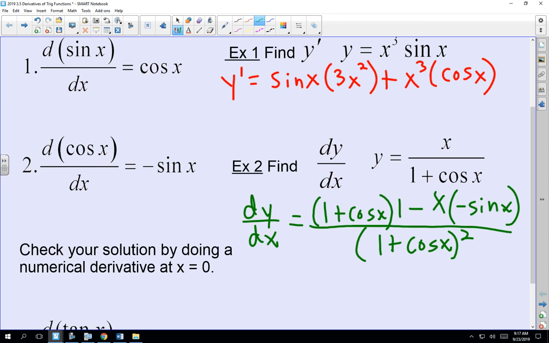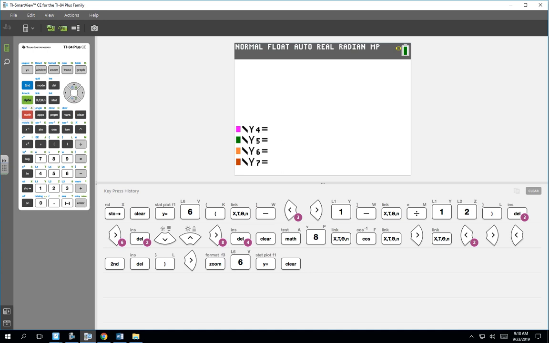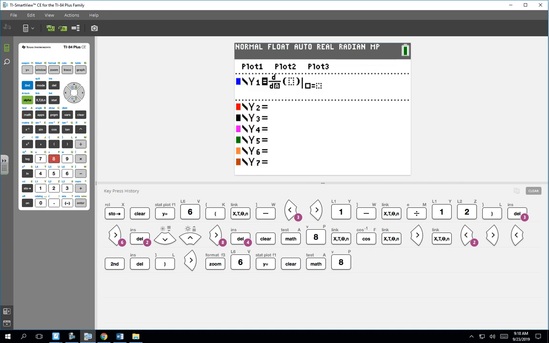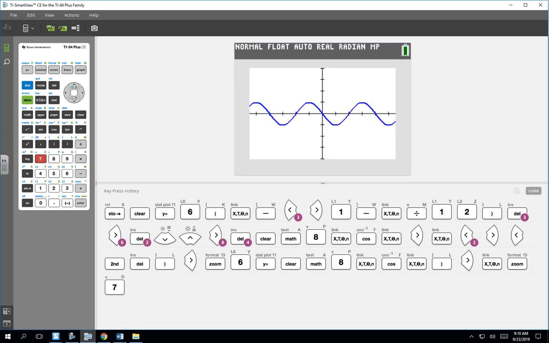One way to check this would be to use your calculator. You can actually type in the derivative of cosine on your calculator. We'll see that it looks like negative sine of x. So let's do that right now. If you type in y equals, go to the math button, and it's number 8, and we type in derivative with respect to x of cosine of x, and if I graph this, just hit zoom and Z Standard or Z Trig, either one, try Z Trig, we'll see that we have the inverted sine function.